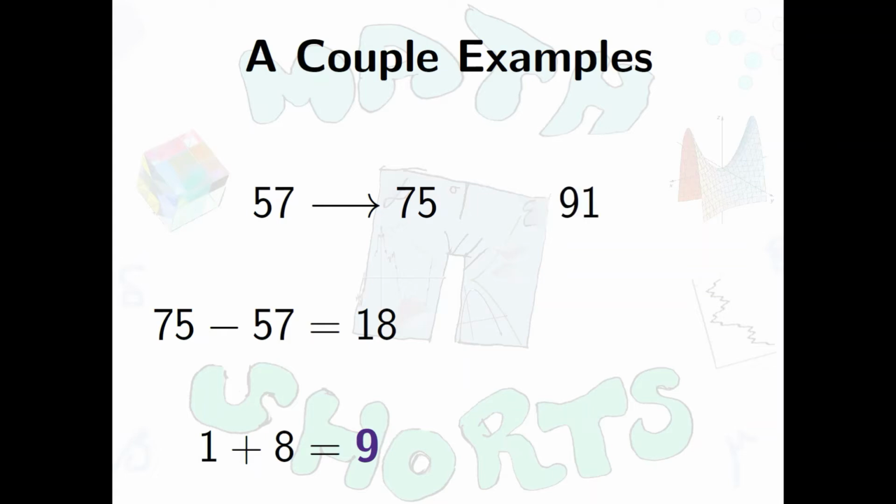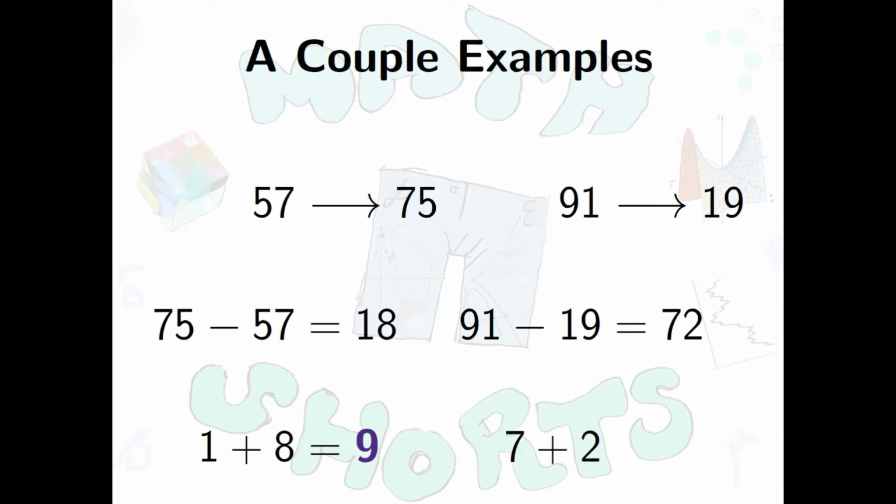If we started with 91, we'd switch the digits to get 19. We take the difference between 91 and 19, which is 72. And 7 plus 2 is again 9. It seems that in both of our examples, we get 9. You may wonder, do we always get 9? If we always get 9, it'd be pretty easy for me to predict the number, wouldn't it? Let's look at it a little bit closer and see what's happening.